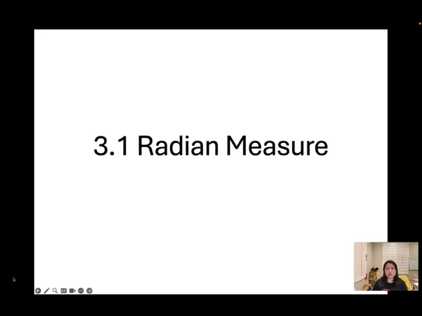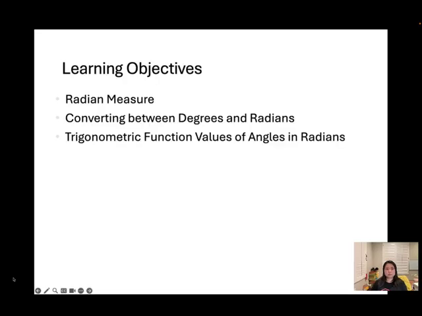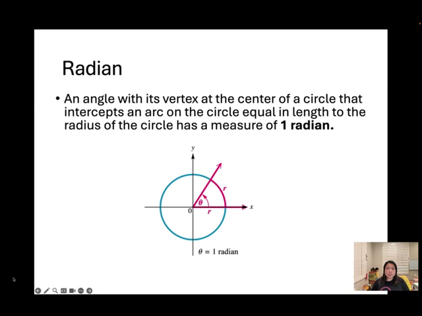Section 3.1 Radian measure. A radian is an angle with its vertex at the center of a circle that intercepts an arc on the circle equal in length to the radius of the circle. It has a measure of 1 radian. When you have the circle, the radius is going to be equal to r. And the arc is the length of this side. If the length of the arc is equal to the radius, then theta will be equal to 1 radian.